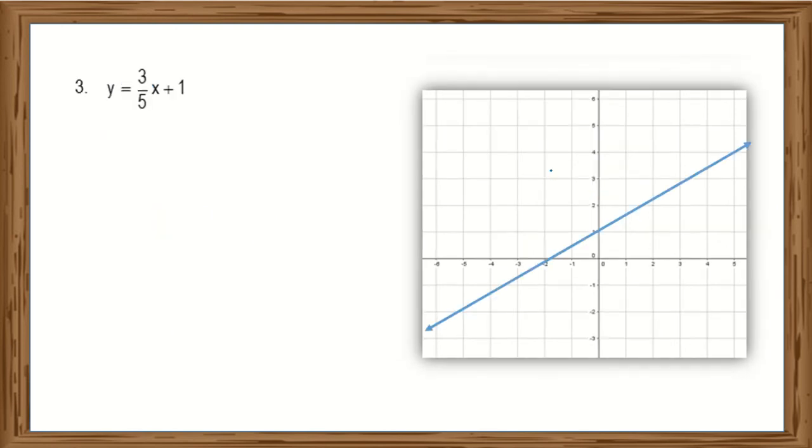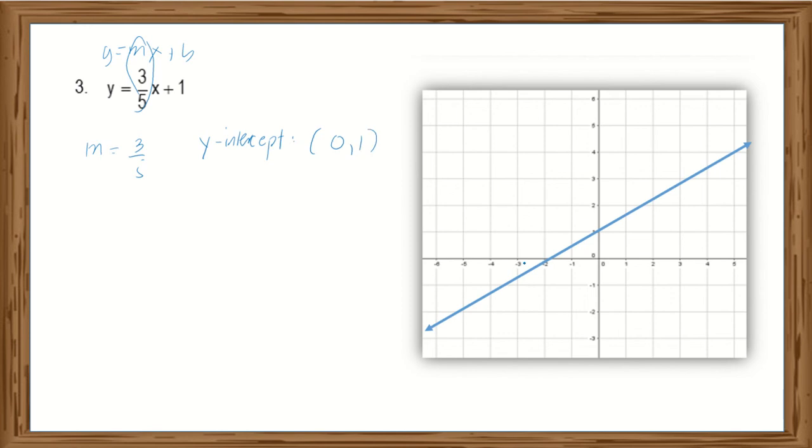How about item number 3? Okay, pause the video again and then graph the equation of the line, then play it when done. So here, obviously, okay, we have mx plus b. Our slope is equal to 3/5. And then our y-intercept with coordinates 0 and 1.